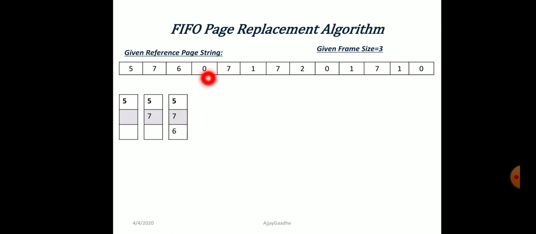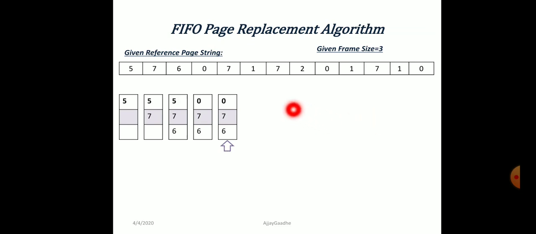Next requested page is 0, and 0 is not present here, so it's a page fault. As per the first in first out page replacement algorithm, the page which has been in the main memory the longest, the oldest page, is replaced with the new page. Here 5 is the oldest page among 5, 7 and 6, so 0 replaces 5.